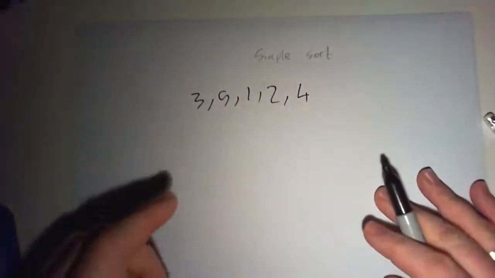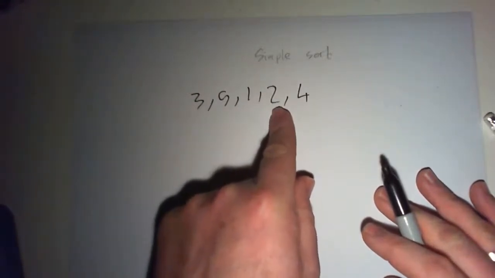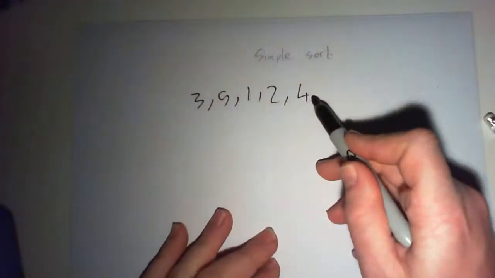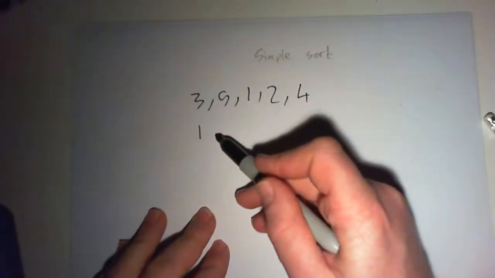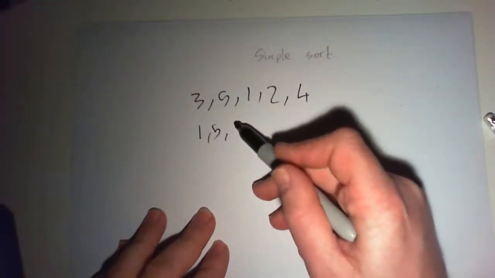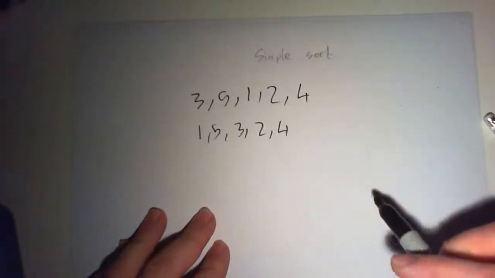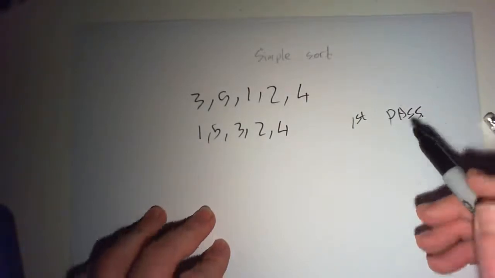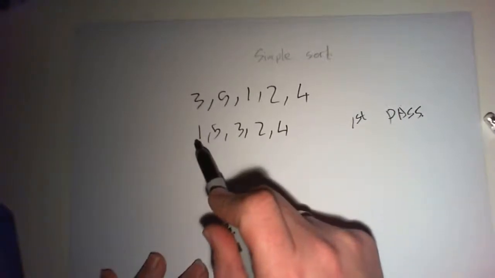Simple sort literally just finds the minimum element in the array or the list or wherever you're looking, and places it at the beginning. Okay, so it'll run through the array, it'll find the 1, and it puts it at the beginning. So now we've got 1, 5, 3, 2, and 4. Okay, so that's after the first pass. Simple as that. Now we'll go to the second pass.